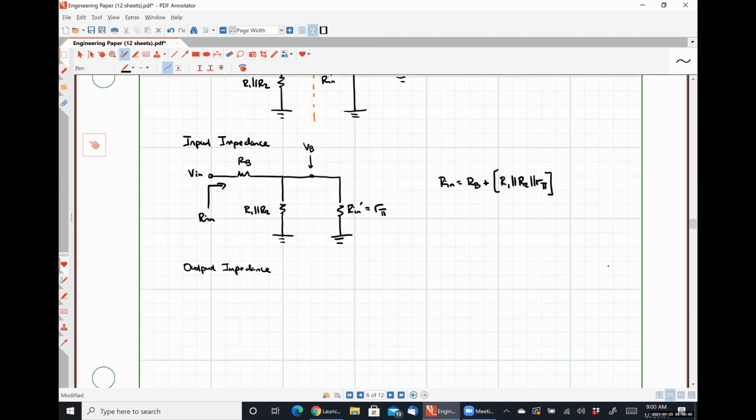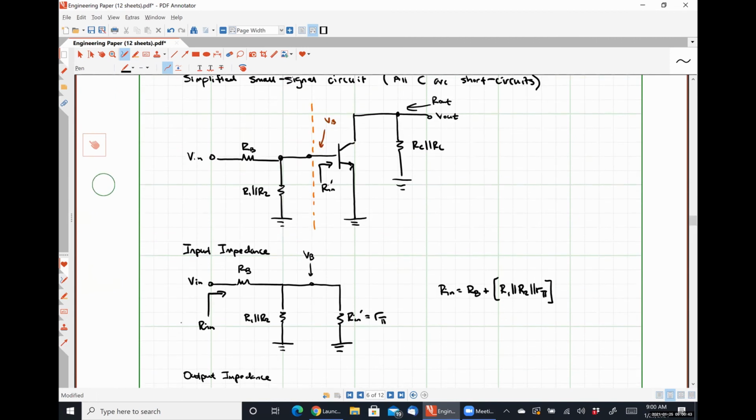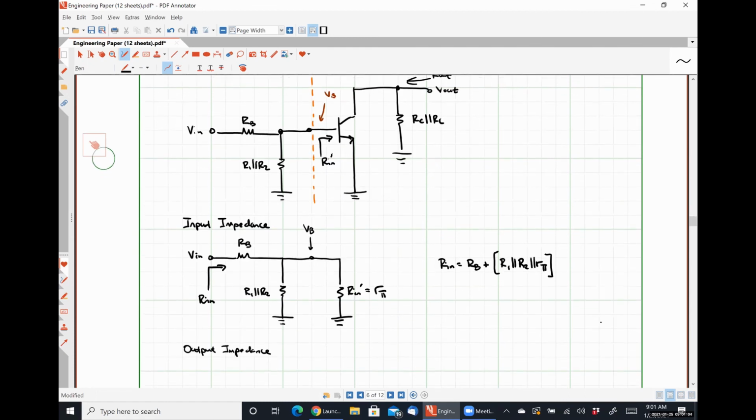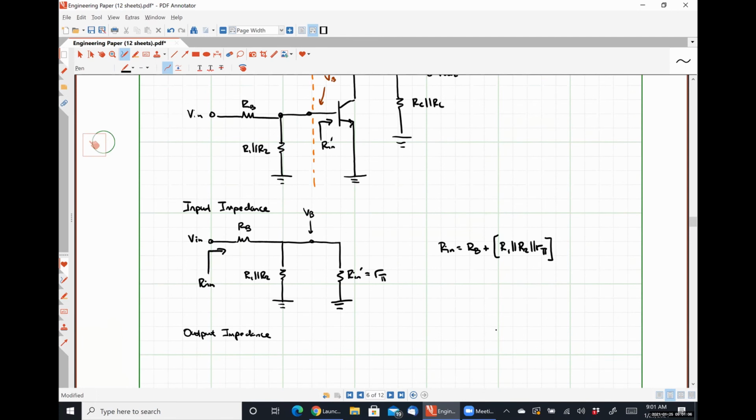So I will ask again, what do we see as our output resistance then? Yep, that's it. Because we know that everything, the transistor and everything to the left, is separated by effectively an open circuit. So we have no path for current to flow, so none of it matters. So it's RC in parallel with RL.